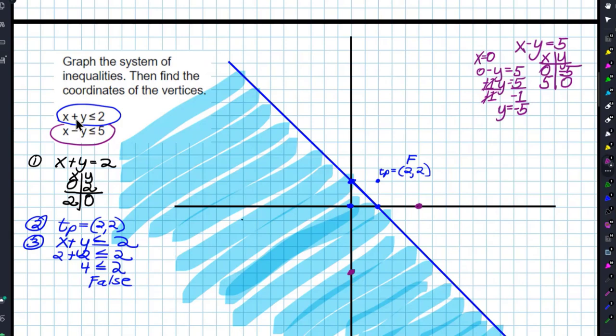And you really need to do this. You really need to label your lines. And finding the vertex is the reason. It makes it easier. X plus Y equals 2. Okay, now we're about to graph the magenta line.